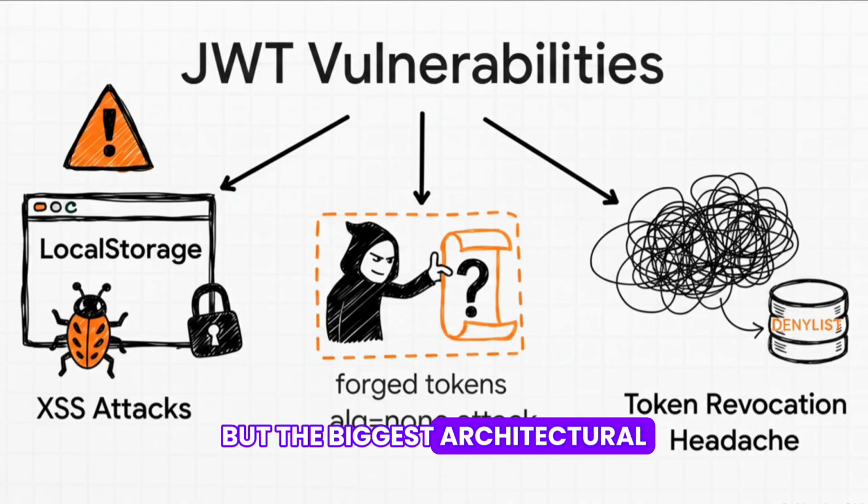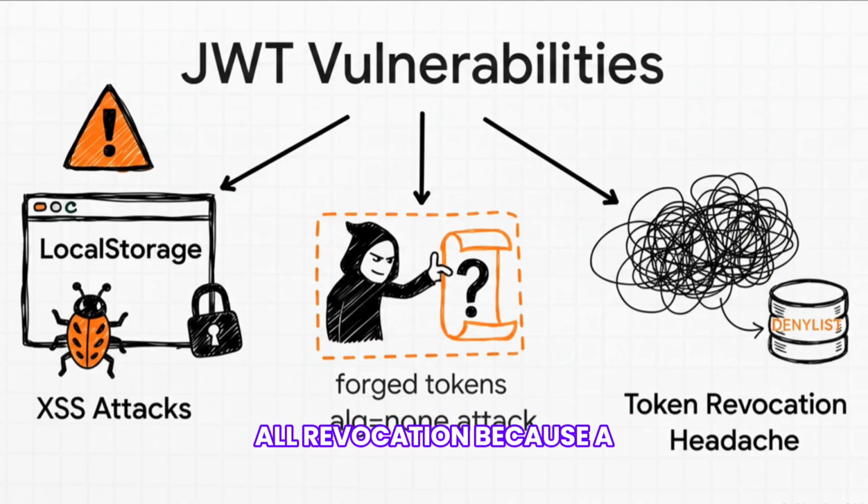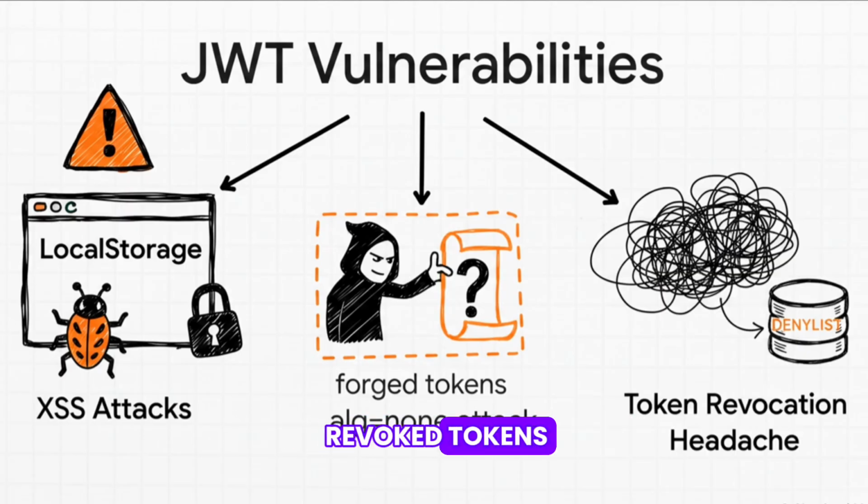But the biggest architectural headache of all? Revocation. Because a JWT is perfectly valid until it naturally expires, if you want to ban a bad actor or force a logout right this second, you're forced to build a stateful database deny list to track revoked tokens.